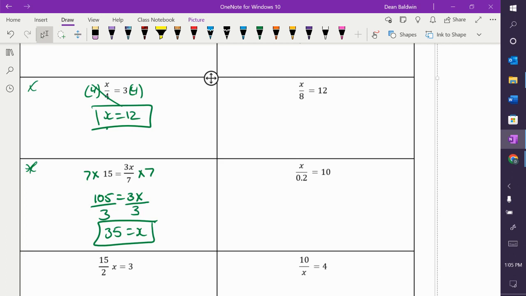What about the next one? I wish they were numbered. x divided by 0.2 is equal to 10. What do I need to get rid of?